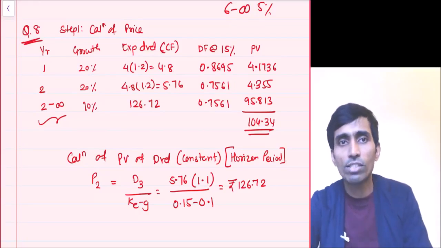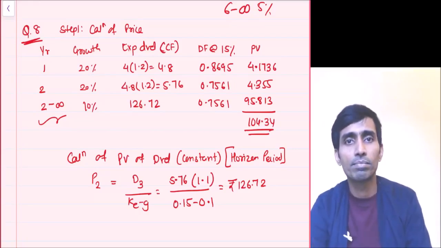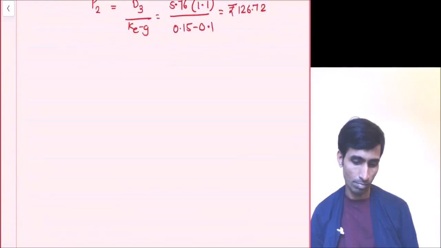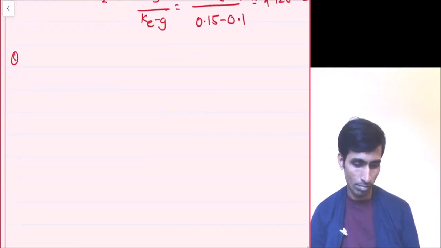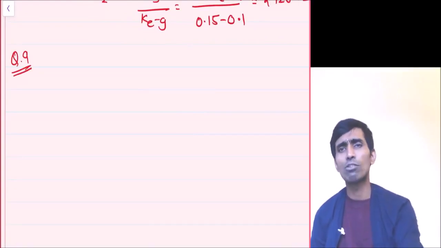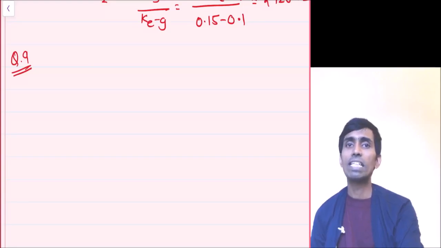Let's go to the next question. Question number 9. Rishabh Limited had just paid out 5 rupees dividend. That means D0 is 5. The past dividend trend indicates that the dividend outgo increases by 10% per annum.